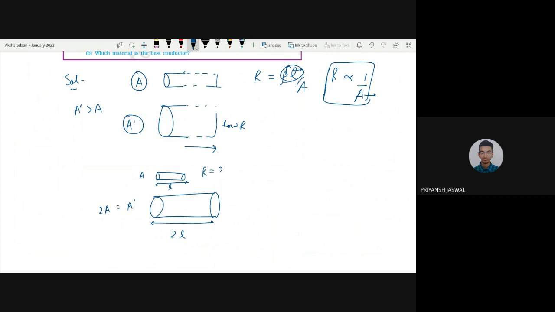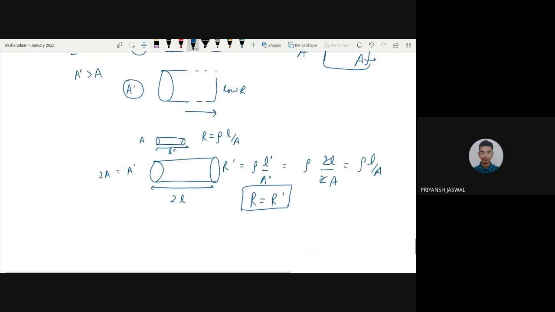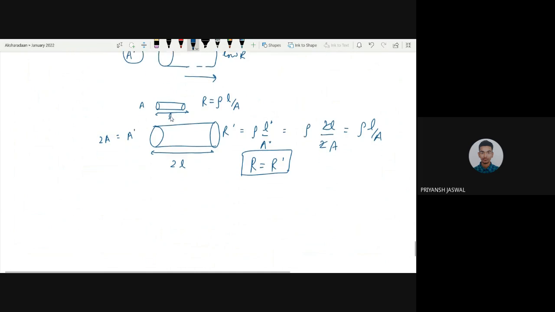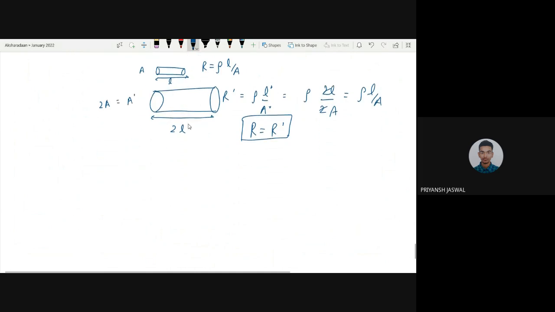So if we calculate the resistance, R is rho L by A, and for this R prime is equal to rho L prime by A prime, which is rho twice L by twice A, which is rho L by A. So the resistance comes out to be the same for both of them. In this case, the current will flow easily through neither of them. It will flow with equal easiness through both conductors, as both have the same resistance. The current will see both conductors as the same in terms of flow of charge.